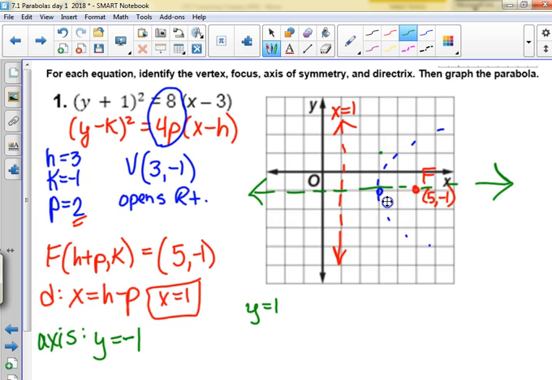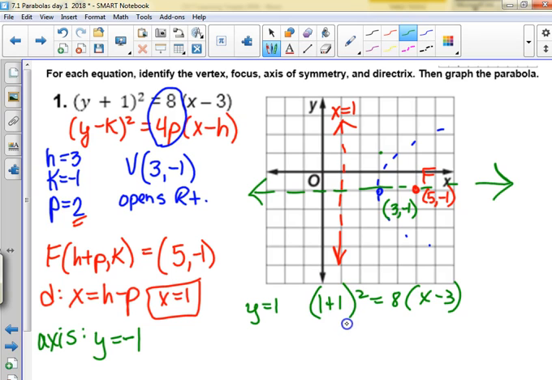If we put in a 1 for y, the vertex was at (3, -1). So if we change the y value a couple, we could add 2 to this and get +1 or more. You could go further. You could even use 0, like Kendra said. But if I put in y equals 1, I'll have (1 plus 1) squared equals 8 (x minus 3). I don't care if it's ugly, I just want an estimate.